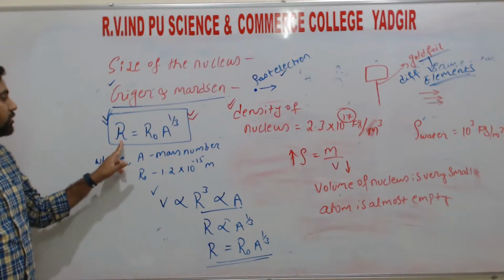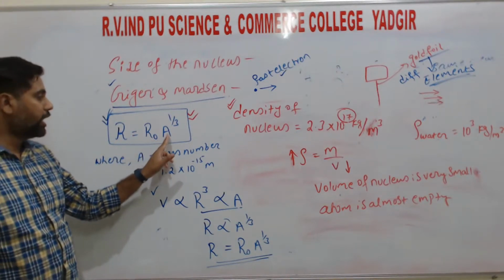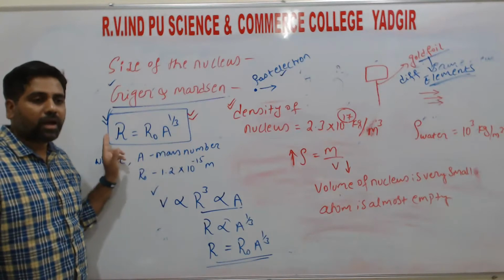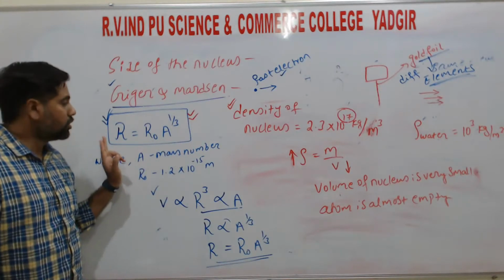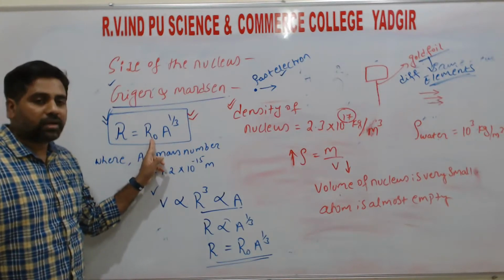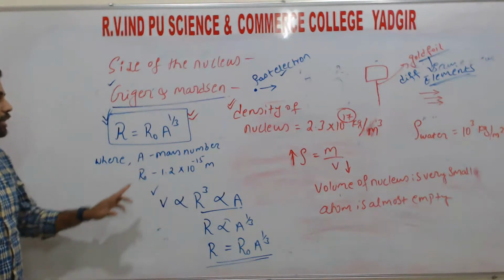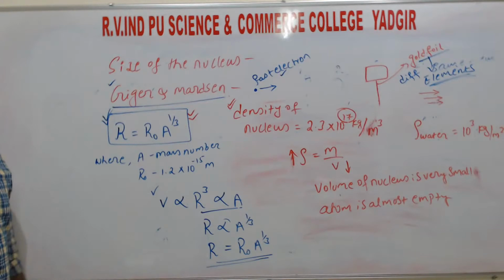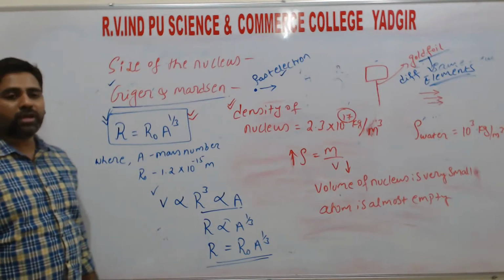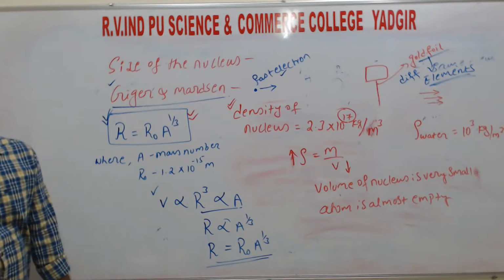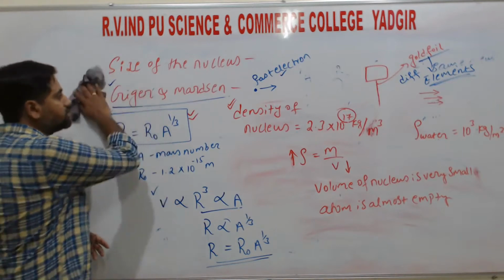The size of the nucleus, R is equal to R naught A to the power of 1 by 3, where R is the radius of the nucleus, R naught is a constant whose value is 1.2 into 10 to the power of minus 15 meter, and A is the mass number, right? So this is about the size of the nucleus. Next topic.